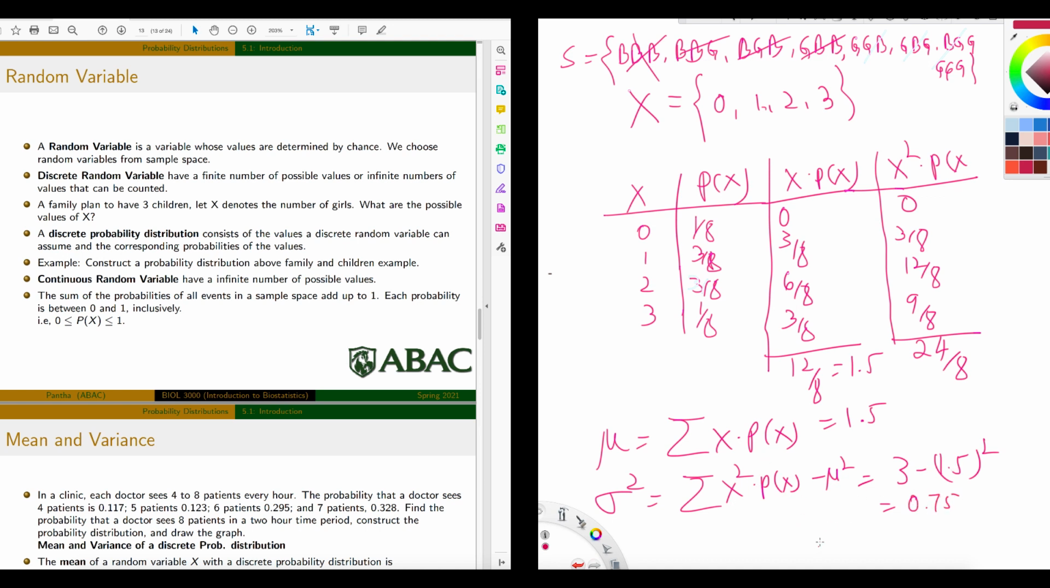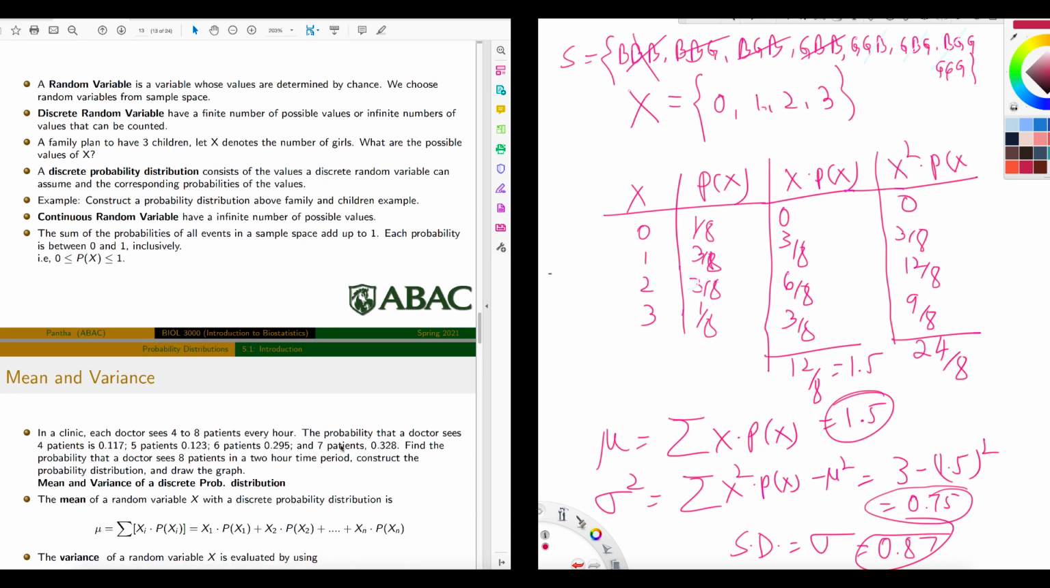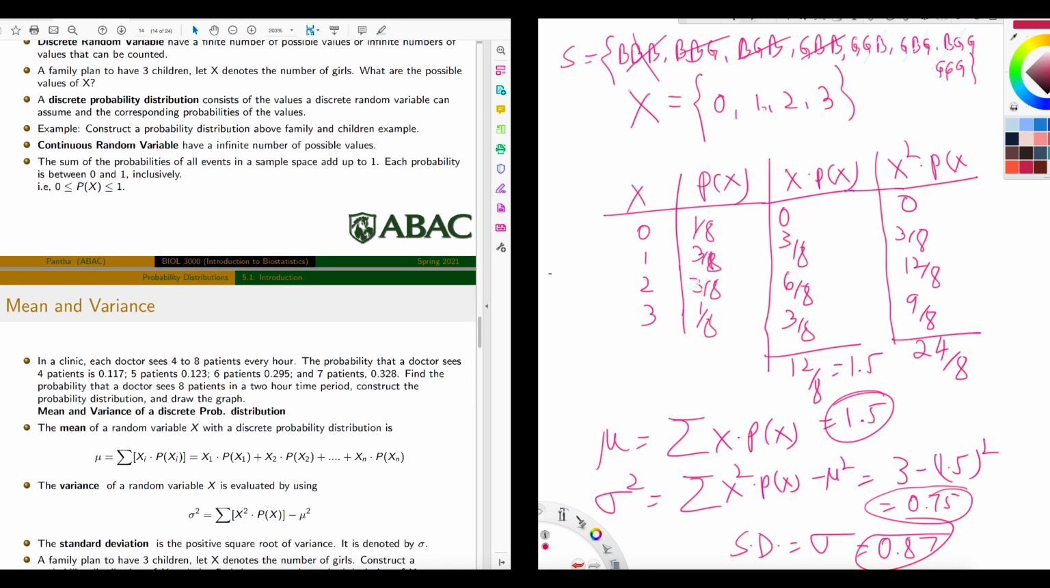And if you take the square root of the variance, that is what we denote by standard deviation. Using a calculator, the square root of 0.75 is 0.87. So we find the mean and variance of a discrete probability distribution this way. This was just a very quick review. Let me do one more example.